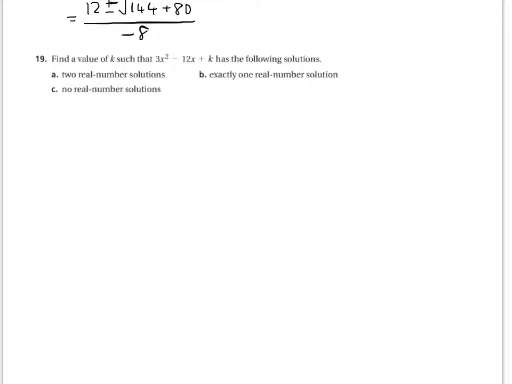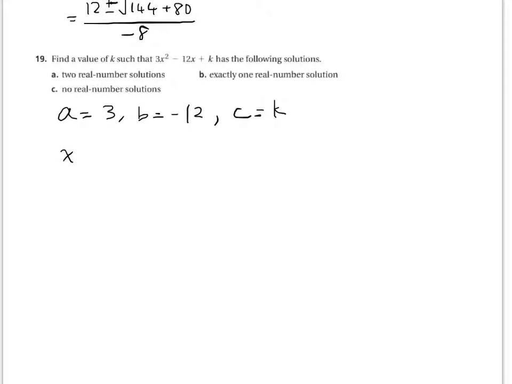Next, find the value of k such that 3x squared minus 12x plus k has the following solutions. A, two real number solutions. Okay, let's do that. Let's use the quadratic formula again. So in this case, a will be 3, b is negative 12, c is k. And plug the numbers in.